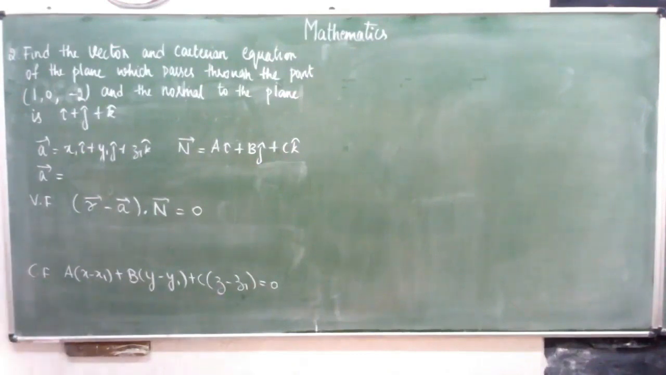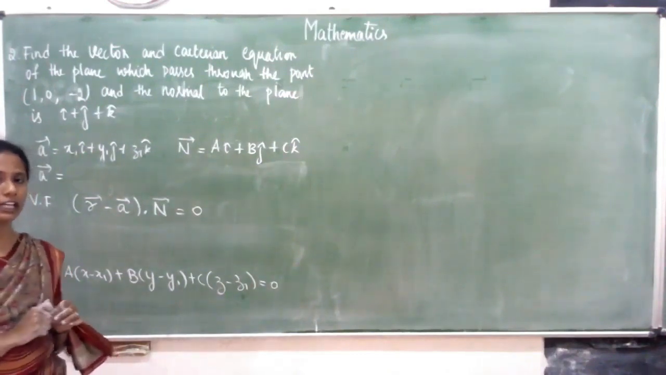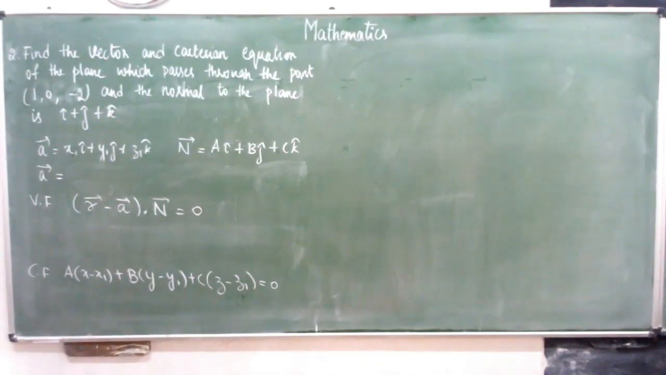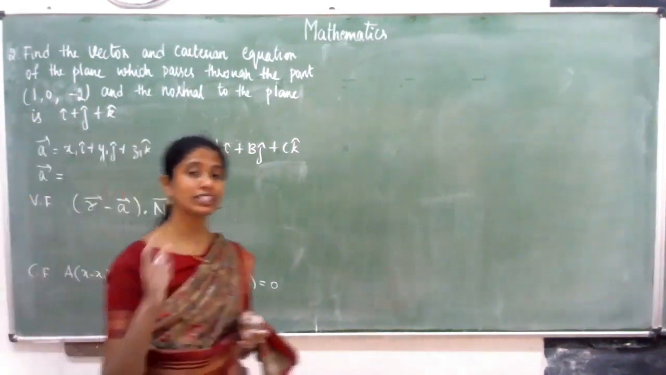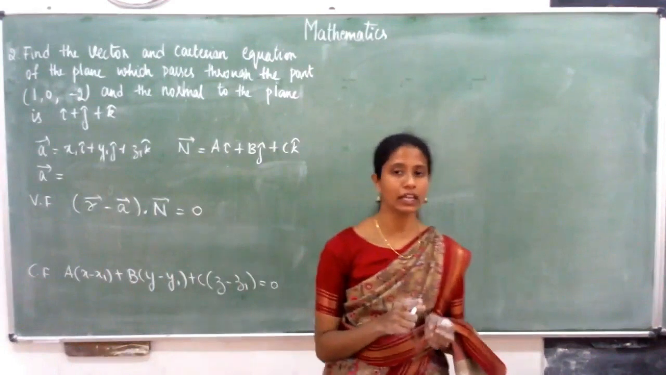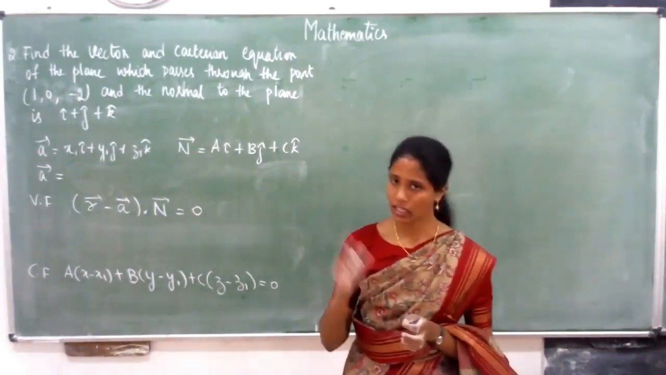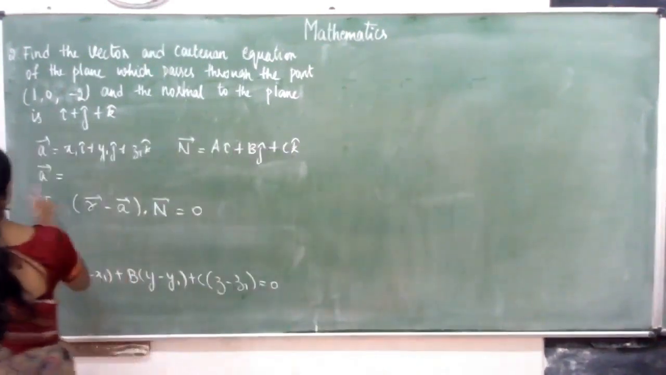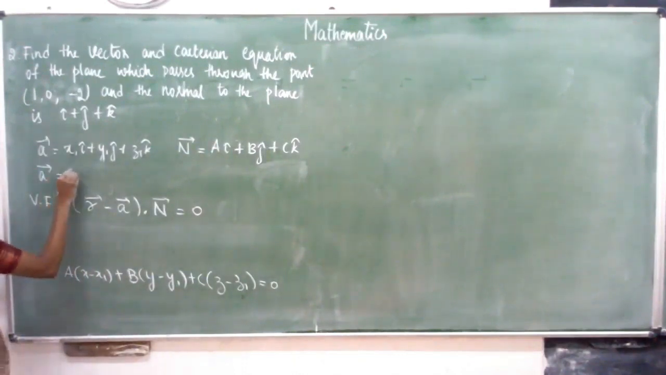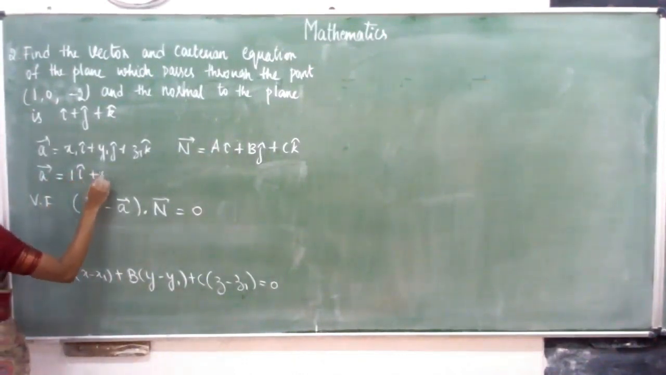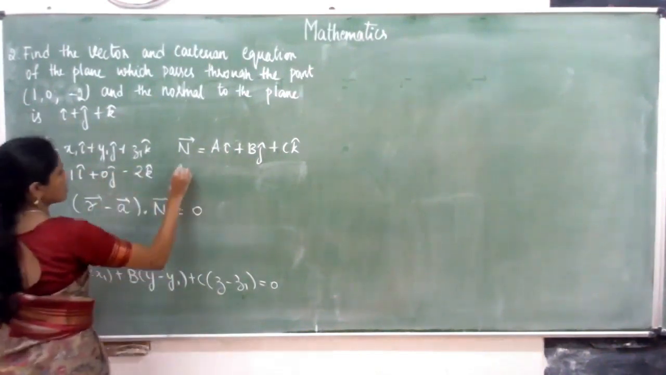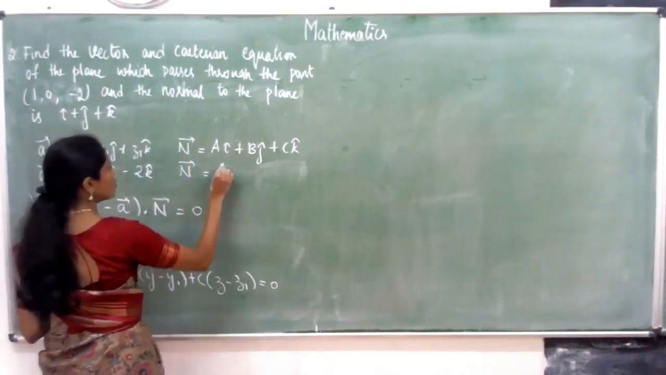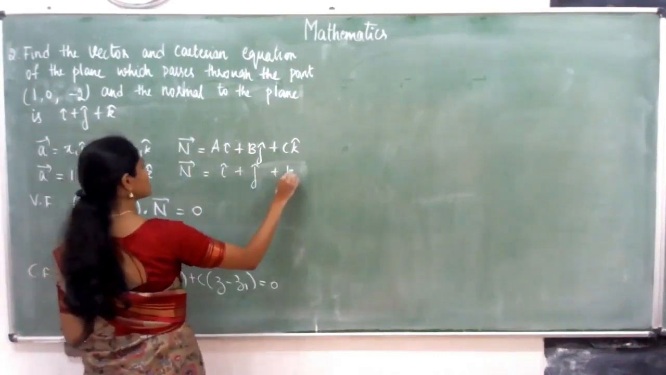Next problem of the same kind. Again, we need to find both the vector and Cartesian equation here. The plane is passing through the point 1, 0, minus 2 and is normal to the plane. In the previous problem they gave the direction ratios of that line. Here they have directly given the normal vector. So first, let us write what is vector A. Vector A is given by 1 i cap plus 0 j cap minus 2 k cap, and vector N is equal to i cap plus j cap plus k cap.